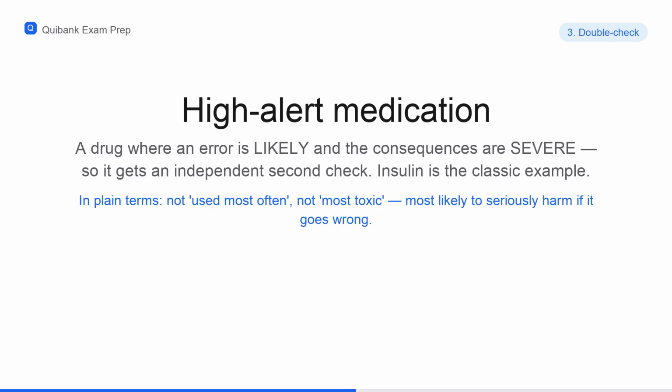Third technique, extra checks on the drugs that do the most harm. Those are high-alert medications, and the classic example is insulin. High alert does not mean used often or dangerous in general. It means an error with this drug is likely to seriously hurt someone, so it gets a second check.